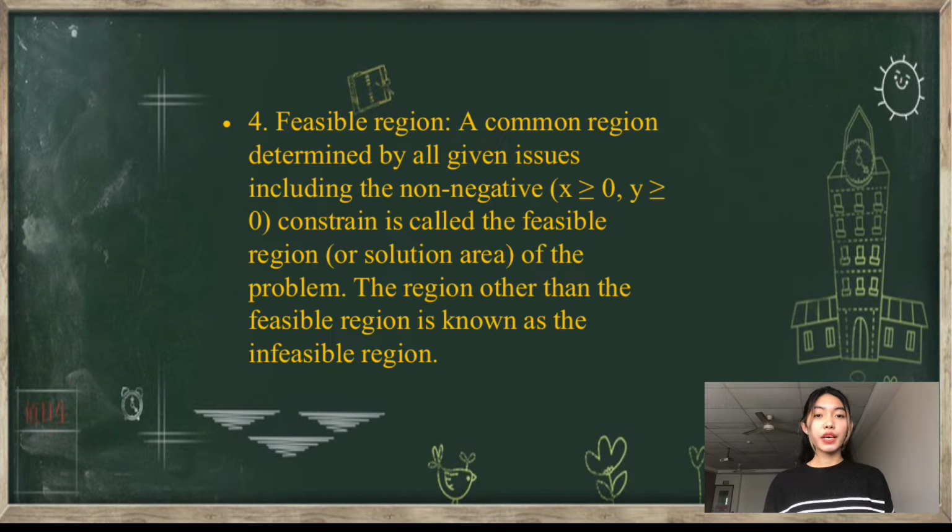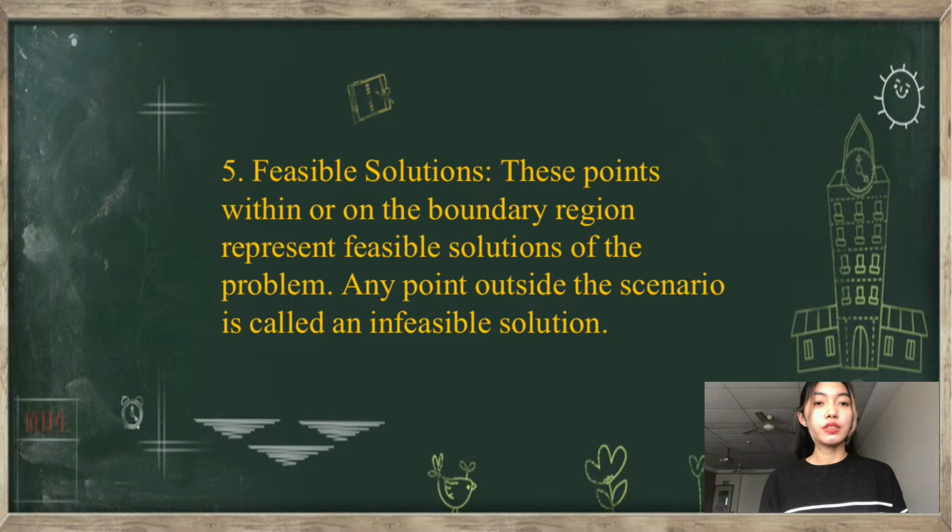And the fourth one is the feasible region. A common region determined by all given constraints, including the non-negative constraints x greater than or equal to 0 and y greater than or equal to 0, is called the feasible region of the problem. The region other than the feasible region is known as the infeasible region.